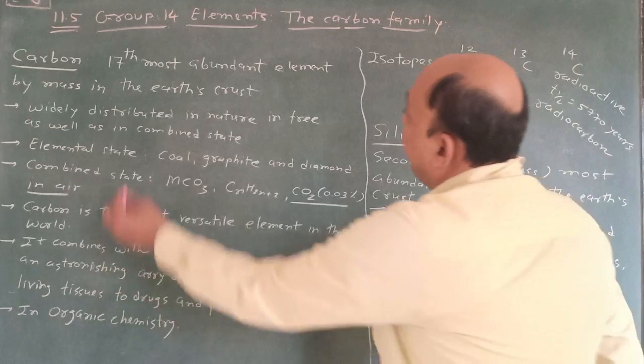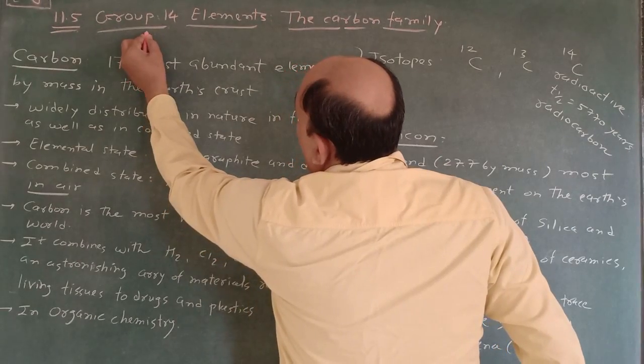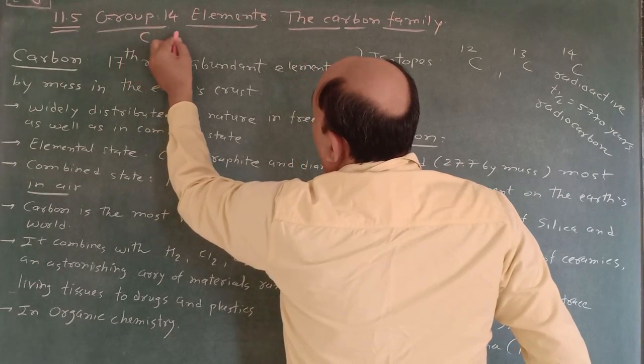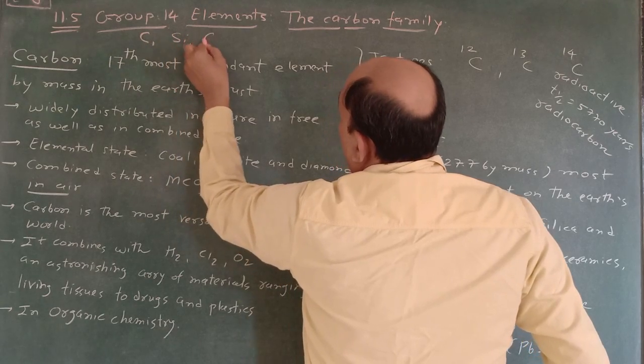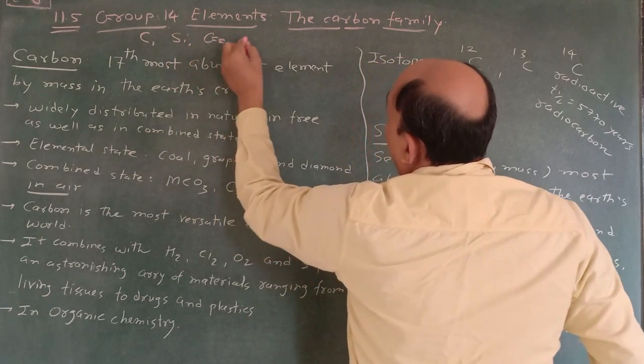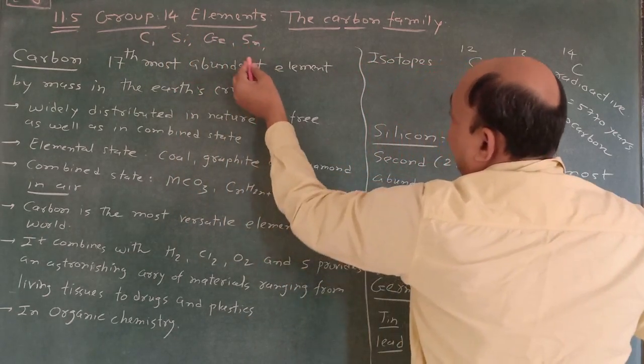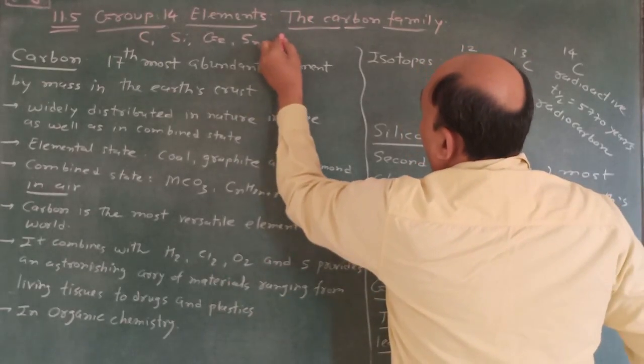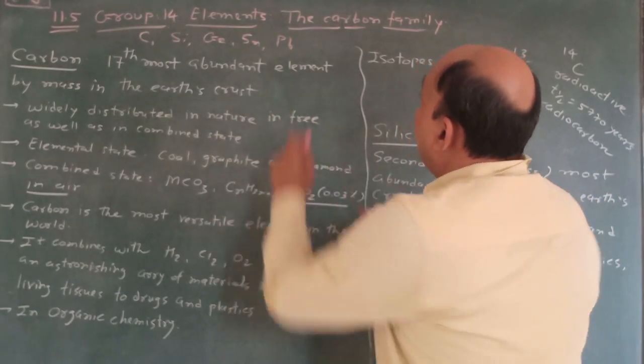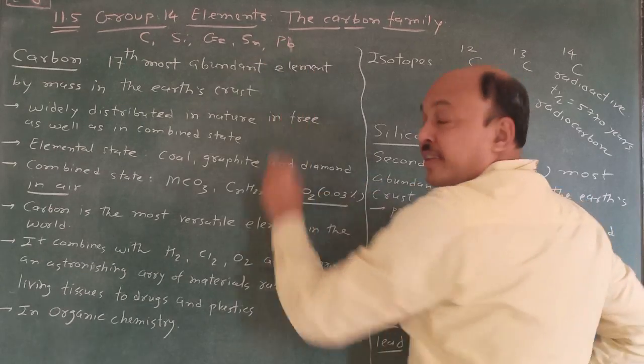Why is it called the carbon family? Because the first member of this group 14 is carbon, then it's followed by silicon, then it's followed by germanium, then it's followed by tin, that is Sn, and then it's followed by Pb. So how do you remember this? Pb means lead. Okay.